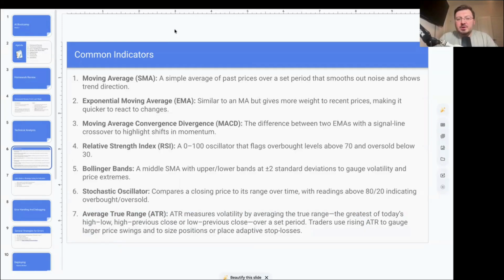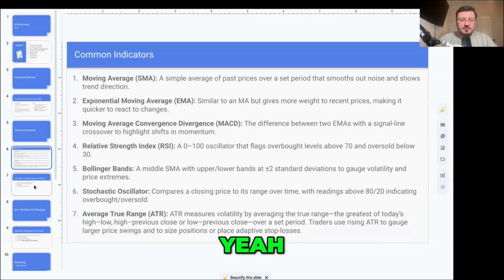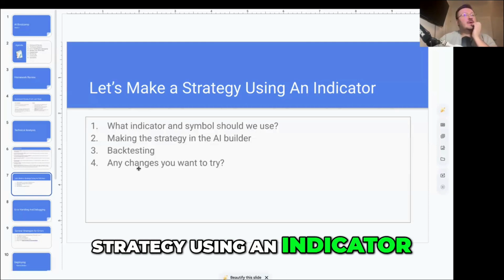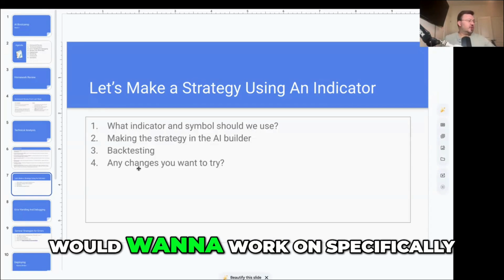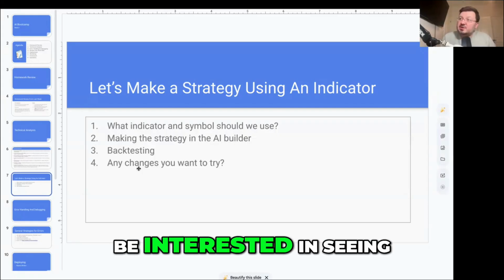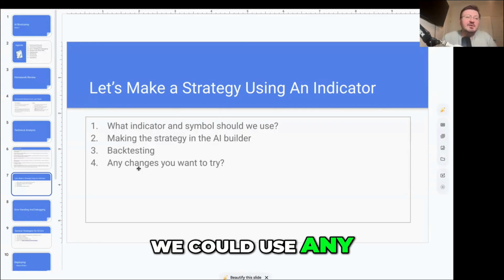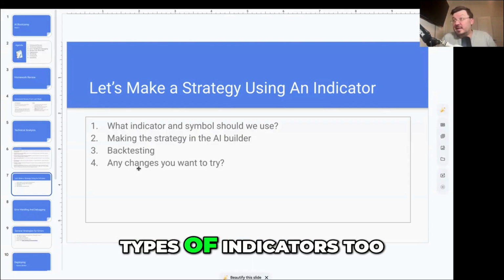Okay. So let's try actually building something with these. Let's make a strategy using an indicator, right? What would you guys want to do? Is there anything you would want to work on specifically? Anything you have on your minds or that you might be interested in seeing? We could use any of the indicators I talked about, any stocks. We could use other types of indicators too.